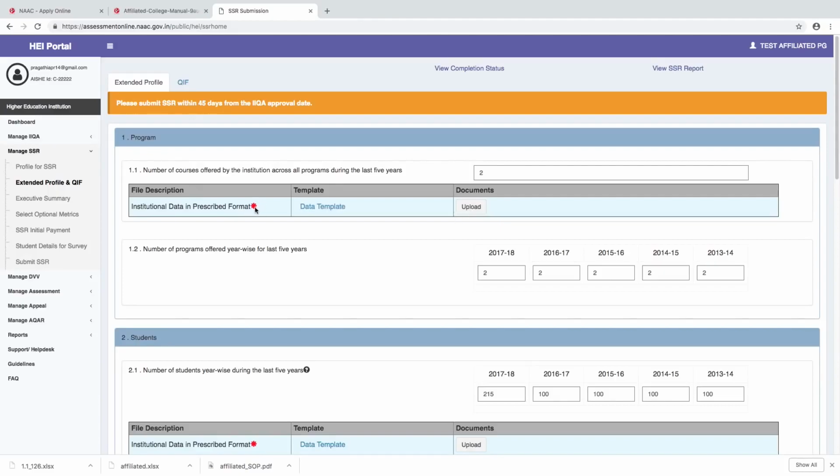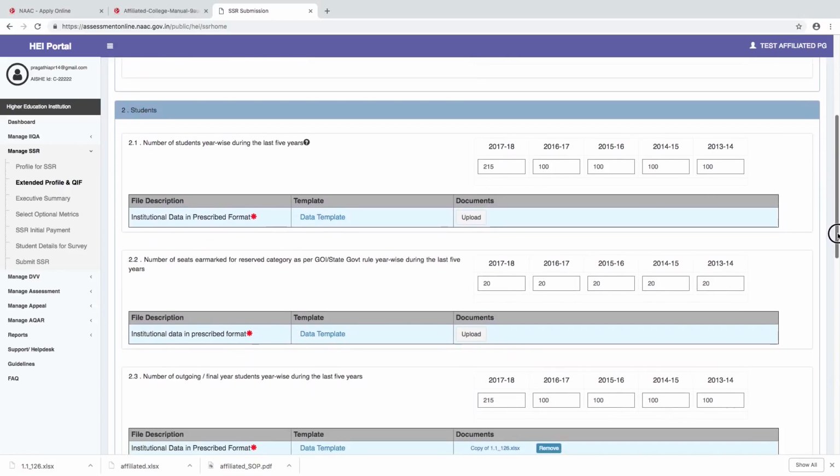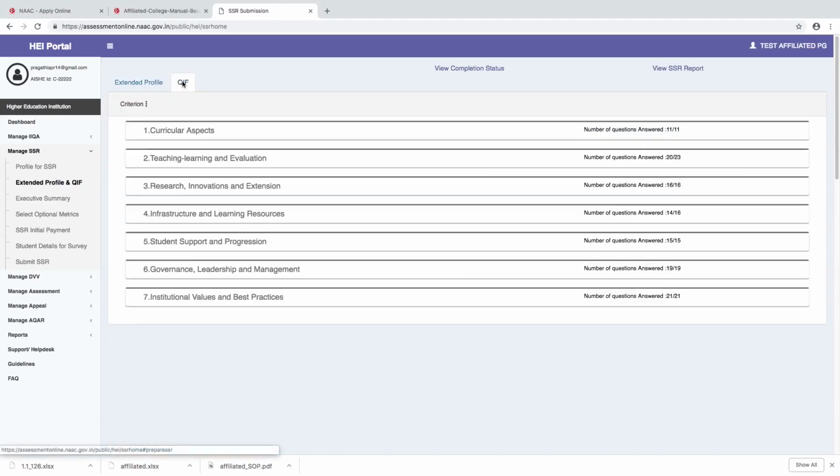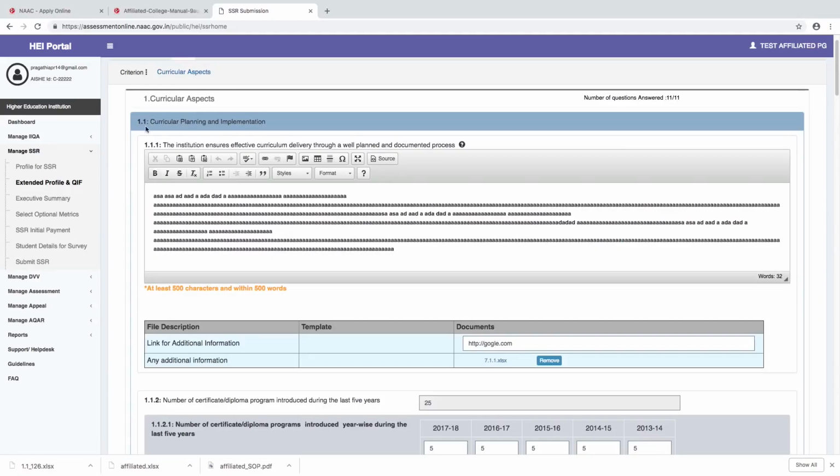We would see that there are tooltips provided here, as in this symbol. These tooltips help you to understand the intent of what is being sought here. The extended profile talks about the denominator for the QnM, which are the quantitative metrics. In the quality indicator framework, we have 7 criteria: curriculum aspects, teaching-learning and evaluation, research, innovation and extension, infrastructure and learning resources, student support and progression, governance, leadership and management, institutional values and best practices. Each of them has a number of metrics that are stated here.